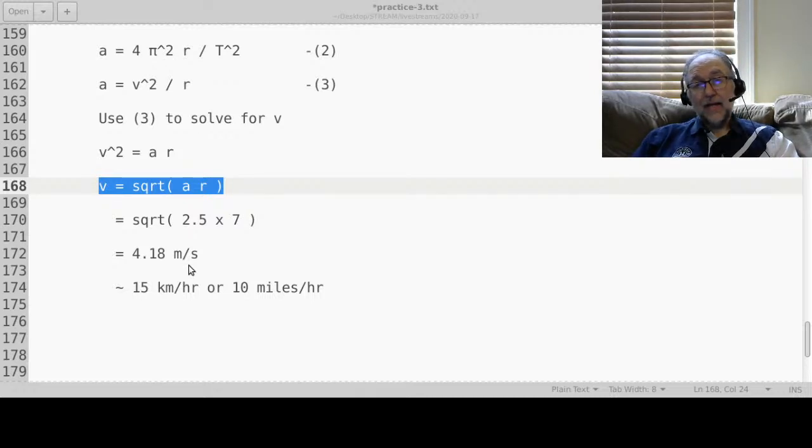I did translate that into numbers that are more intuitive, and the only reason I did that was just to help your intuition. 4.18 meters per second, that's roughly 15 kilometers per hour, or about 10 miles an hour, and that kind of makes sense. If you're going around a corner which is about 21 feet in radius, and you want to do it safely, about 10 miles an hour is about right. I mean, you probably could do it faster, but if you want to do it safely, 10 miles per hour sounds about right, or 15 kilometers per hour. Okay, well, there it is.